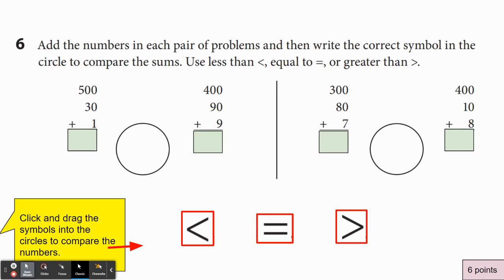And lastly, number 6. Add the numbers in each pair of problems, and then write the correct symbol in the circle to compare the sums. The sum is the answer to an addition problem. You will use less than, equal to, or greater than to compare. After you solve the problems and write the answers in the green boxes, you will use the symbols outlined in red to compare the numbers. Click and drag the symbols into the circles to compare the two numbers.